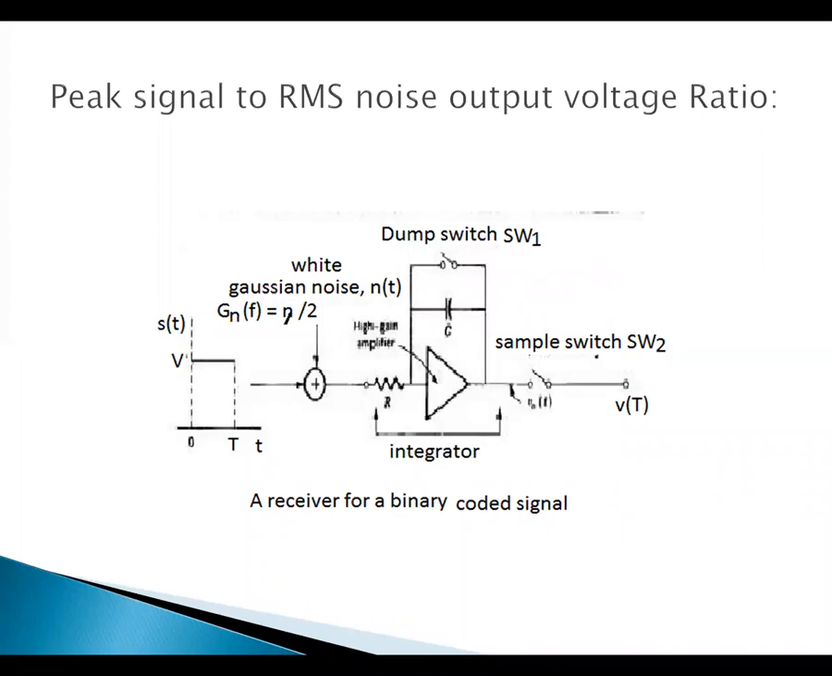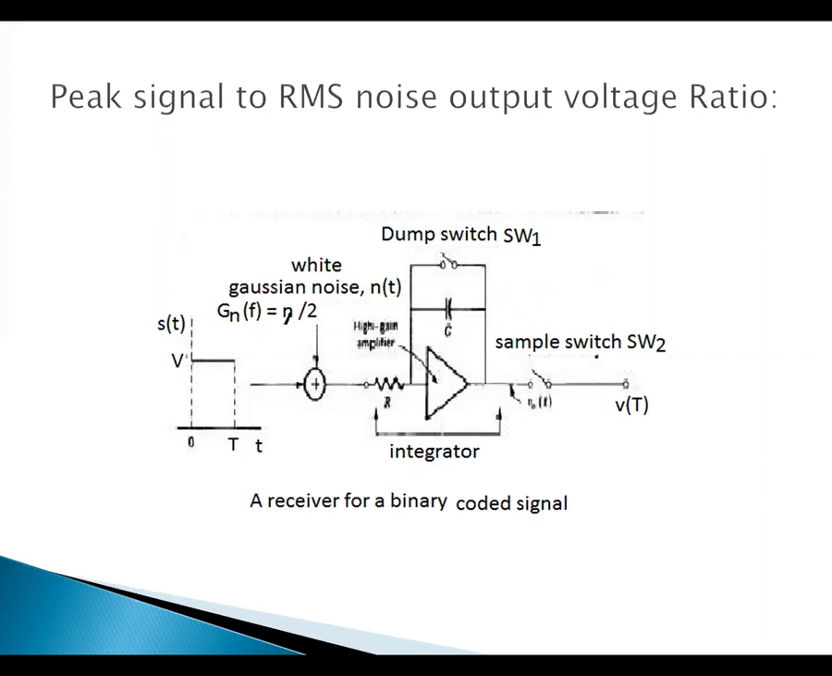Okay. In the previous class, we studied the baseband signal receiver. Here is the block diagram. The block diagram says there is an integrator. The integrator gives an output V of t via a SW2 switch, that is the sample switch.